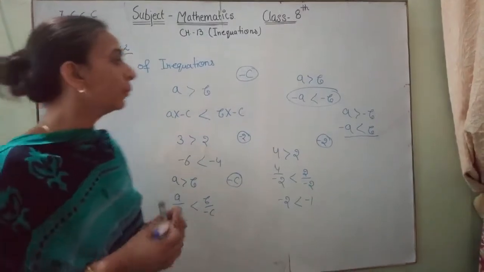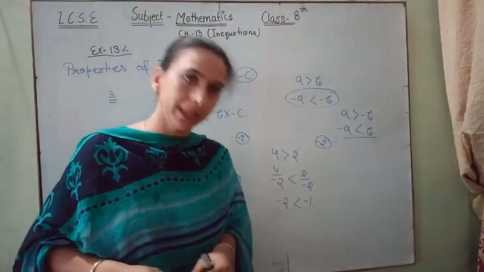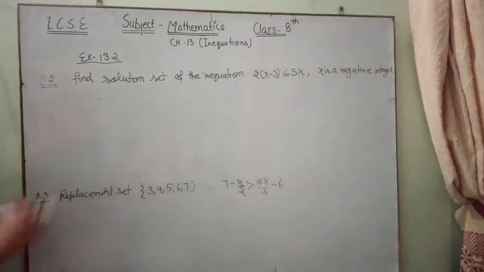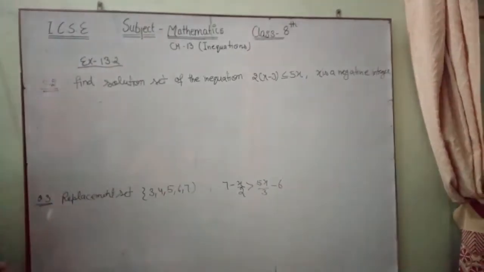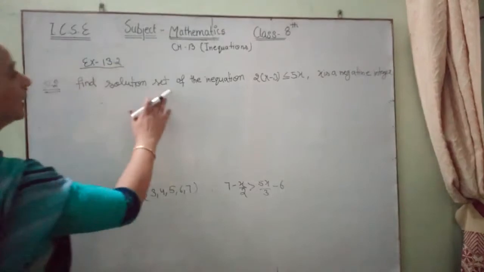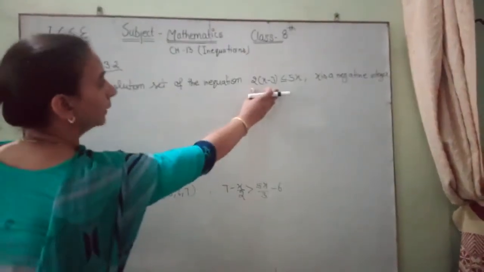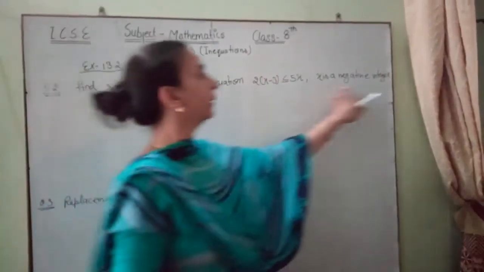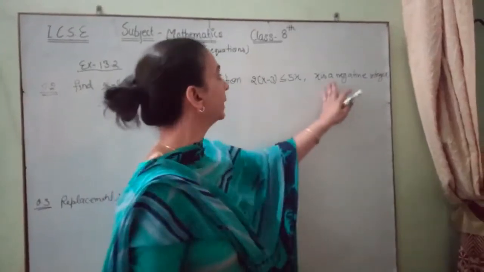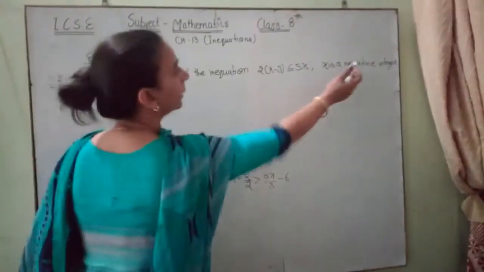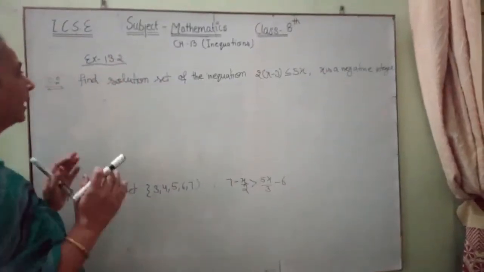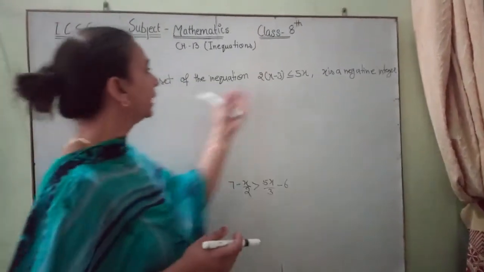Now we take some questions from exercise 13.2. Student, question number 2. Find the solution set of the inequation where x is a negative integer. X is a negative integer means this is the replacement set. We find out the solution set of this inequation.